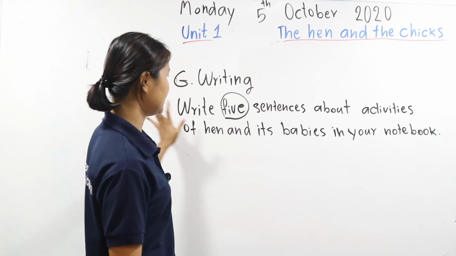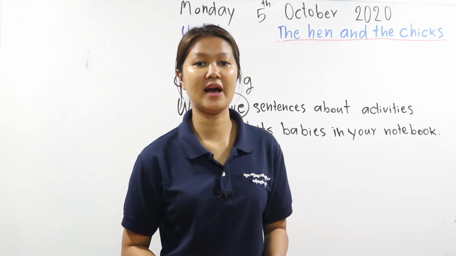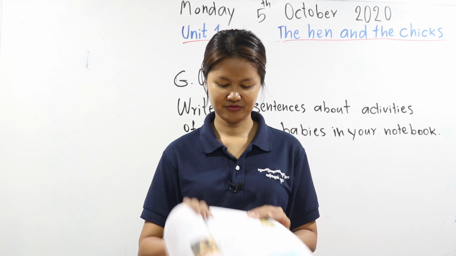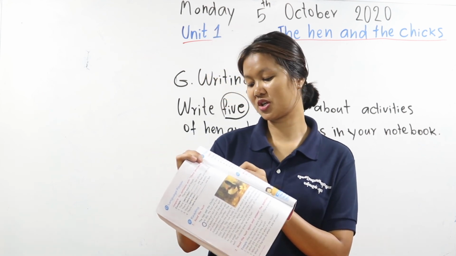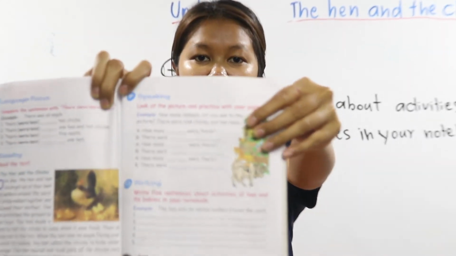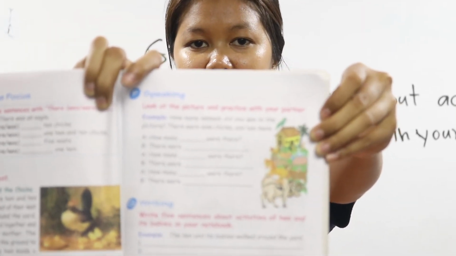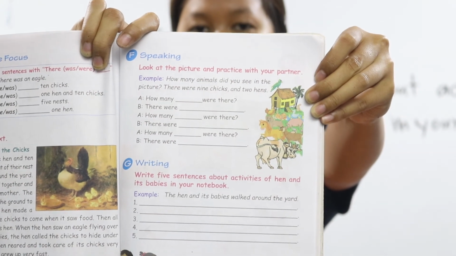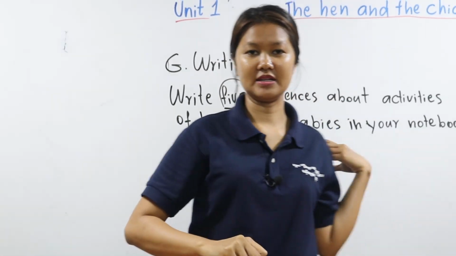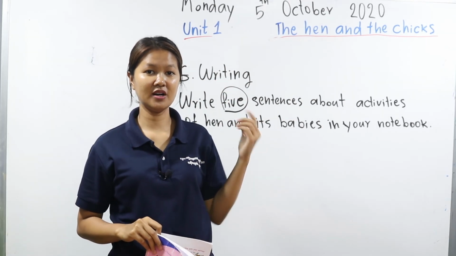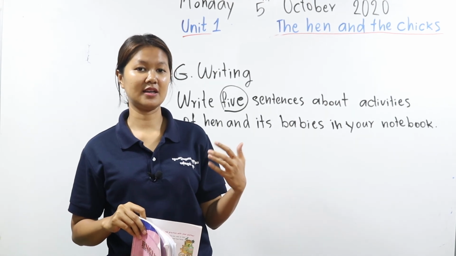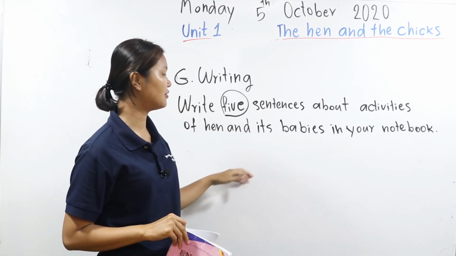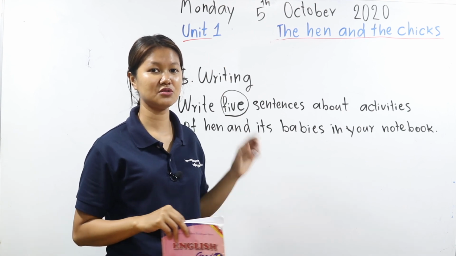Excuse me. Okay. So this is your work, and this one is your work too. If you have a partner, just practice with your partner. But if you don't have, just practice by yourself. Okay. So letter G, look at the picture and practice with your partner. So here the picture and some sentences, and they put the blank there so that you can fill the blank. Finished? All right. And that's letter F. Practice with your partner. Just look at the picture in the camera that I showed a while ago. And letter G, writing. So write 5 sentences about activities of the hen and its baby in your notebook.